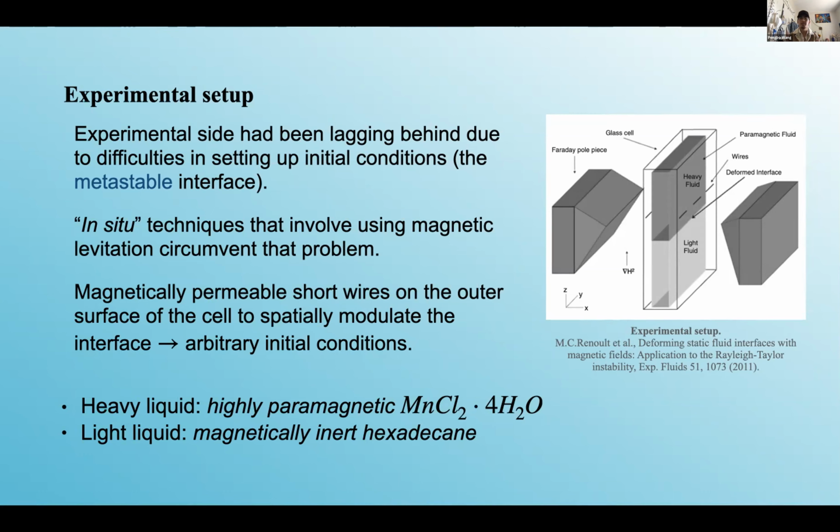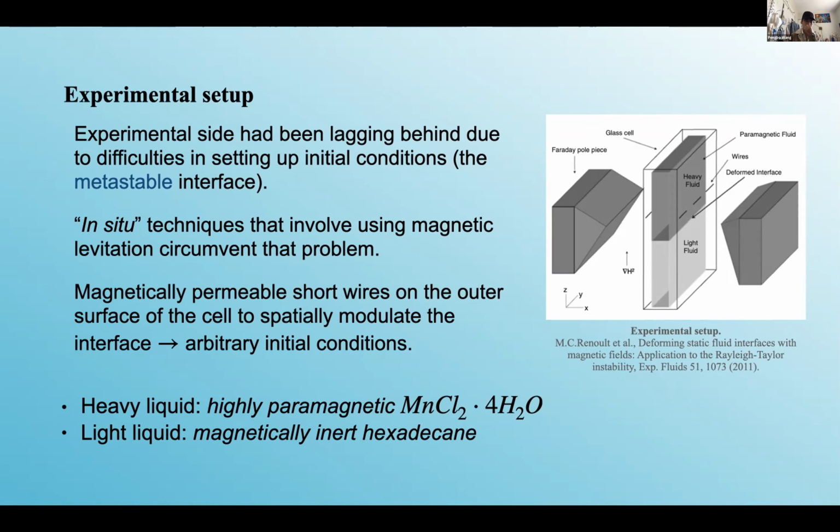So on this diagram on the right, on the sides, you have two Faraday pole pieces that supply a strong magnetic field that has a vertical gradient. Through interacting with this external magnetic field, the upper heavier liquid, which in our case is manganese chloride tetrahydrate, feels a force that balances off its gravity. Hence establishing this metastable interface.